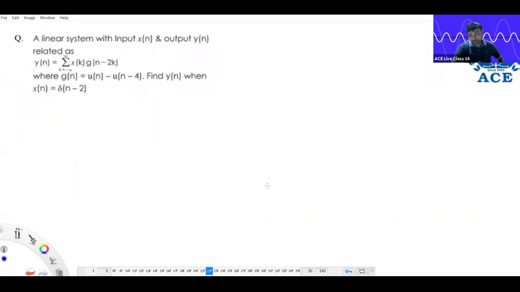Study this question and try to answer it, sir. A linear system with input x[n], output y[n] related by some summation where g[n] is also given. Find the output when you apply a delayed impulse. Now it is a discrete impulse. Everyone knows a discrete impulse is defined at origin with amplitude of 1. Now we are choosing a delayed impulse. Get the output.